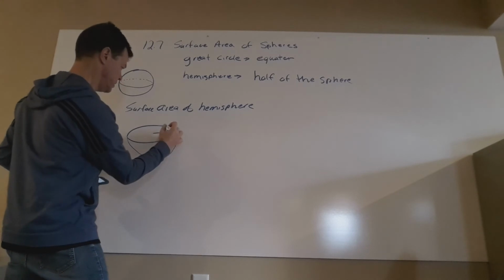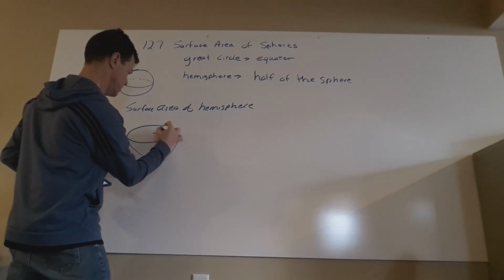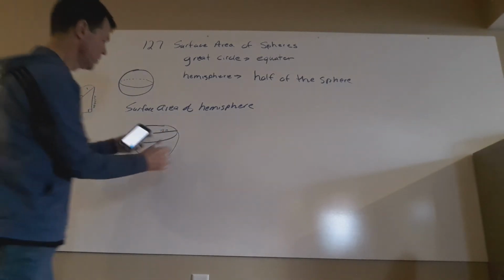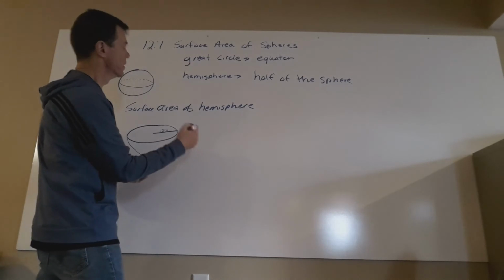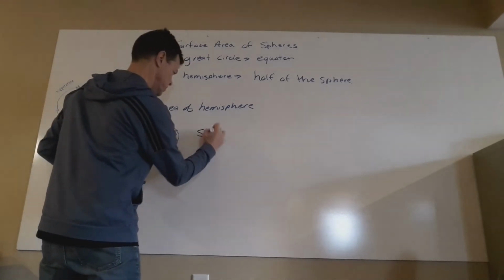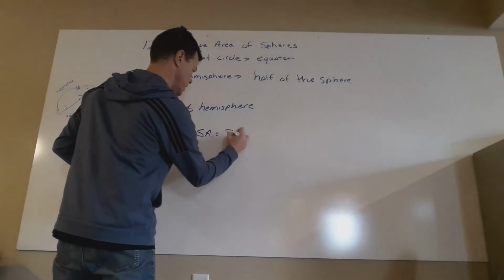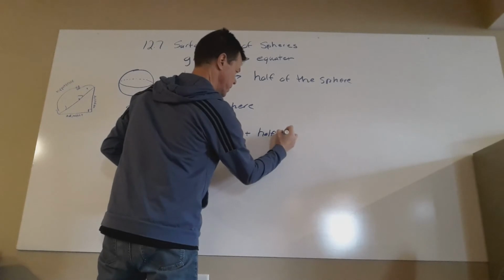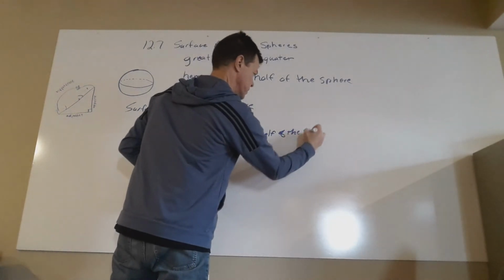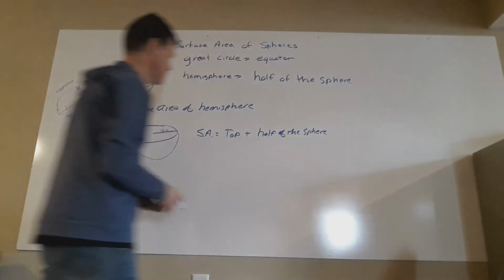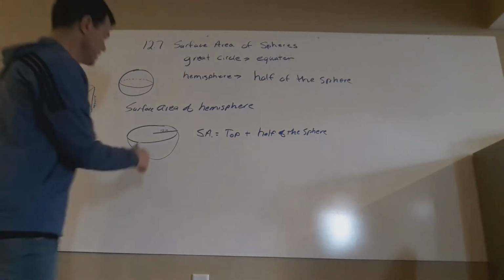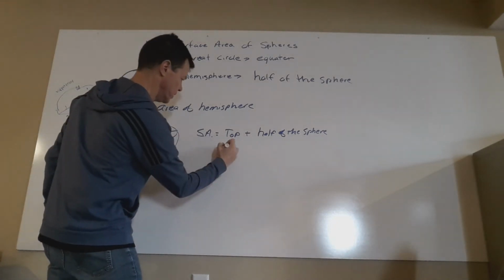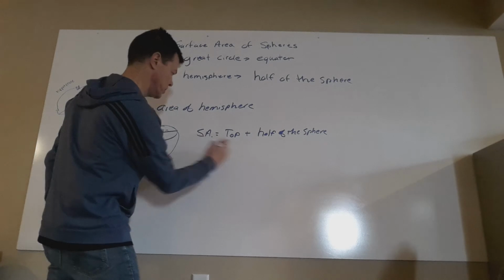Our radius on this, we'll just call it 12 inches. So you have this top portion plus half of this sphere. So surface area is going to equal the top plus half of the sphere. The area of the top is just a circle up here. The area of a circle is pi times radius squared. So pi times 12 squared.